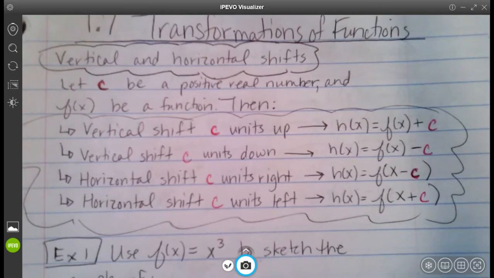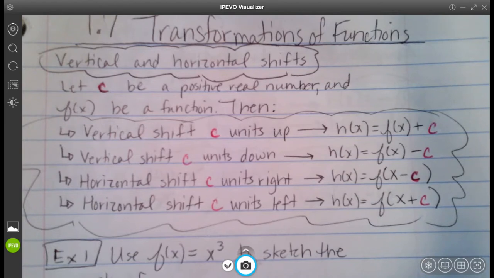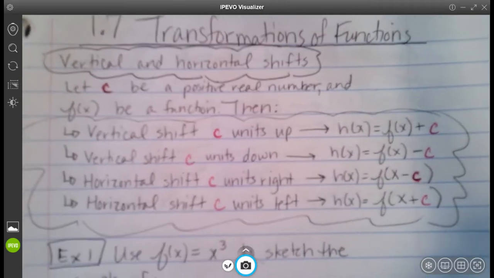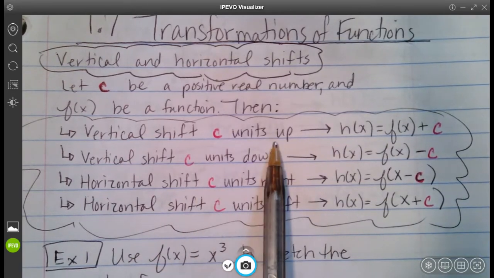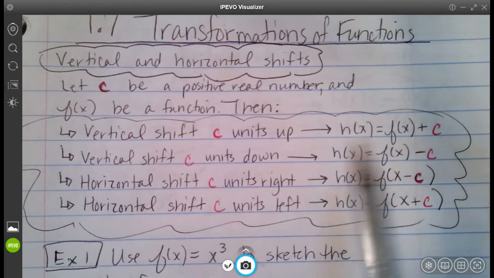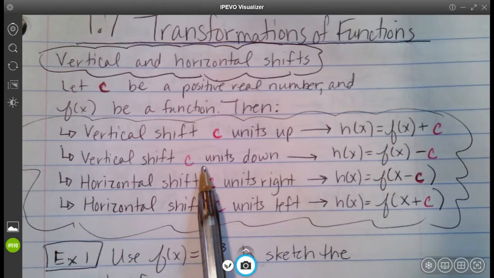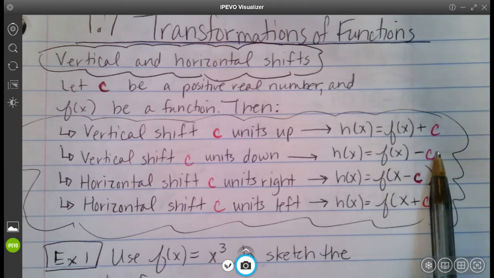We have vertical and horizontal shifts where we let c be a positive real number, and f of x be a function. In other words, c is just a positive number on the real number line. So we have 4 different things that could happen here. A vertical shift can happen c units up. So if we want the graph to move up, we just add that number at the end of the function. Same thing with the units down, but now we subtract that number, whatever it is. If we wanted it to move down 5 units, for example, we would say our function and then minus 5.